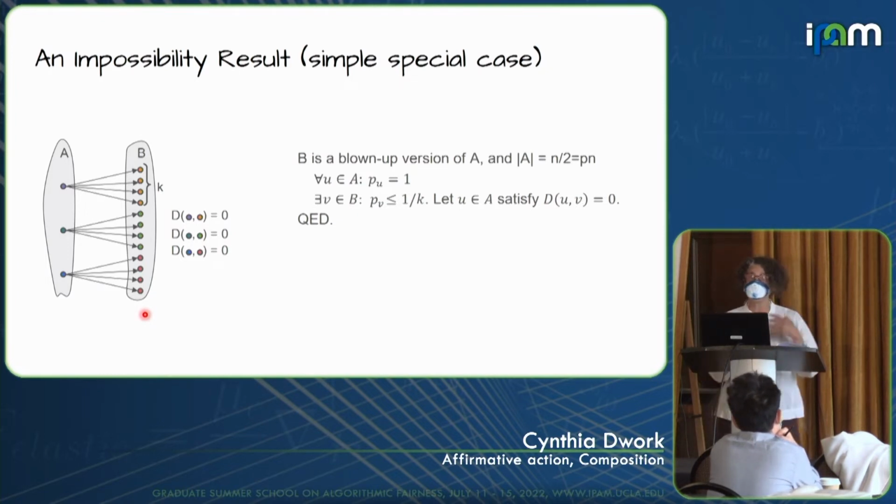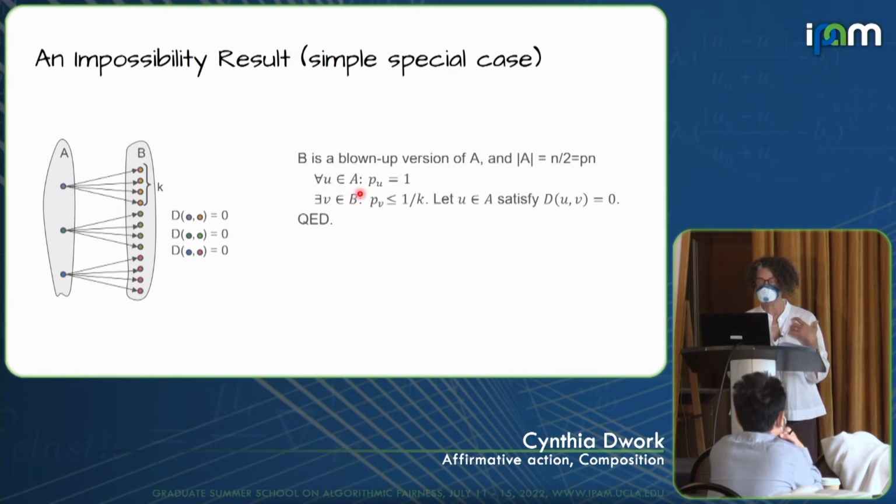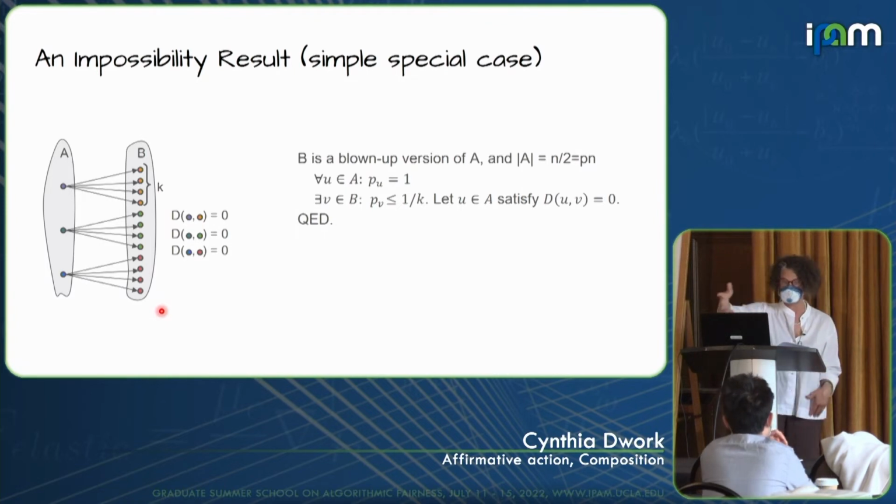Now, because we need n over 2 people who can pay their own way, everybody in A has to be admitted. So if u is in A, then the probability of acceptance for u is 1. And now, by a pigeonhole argument, we know that there's somebody in B whose probability of being admitted is less than 1 over k. Because we only have n over 2 seats left, and there are k times n over 2 people in B.